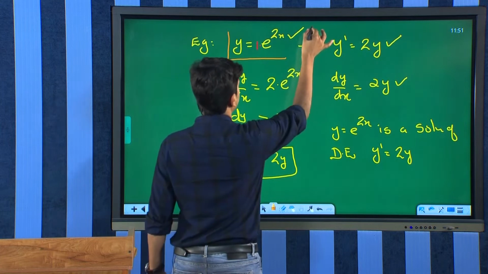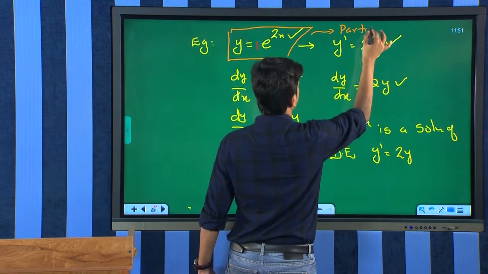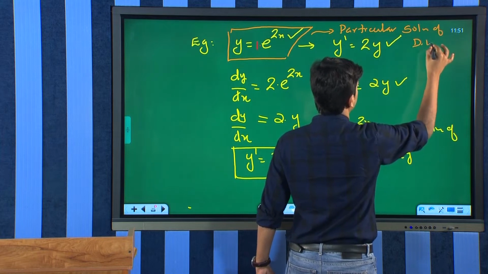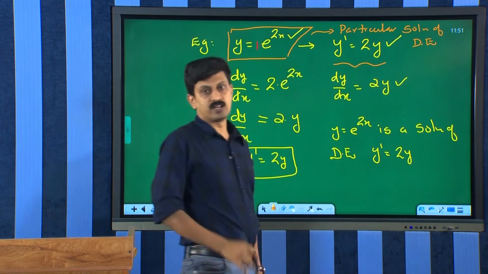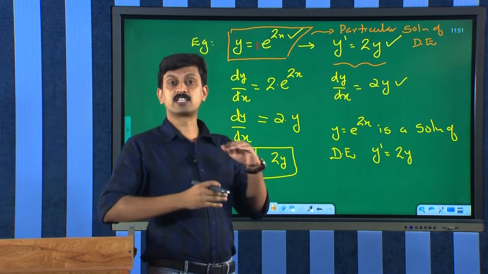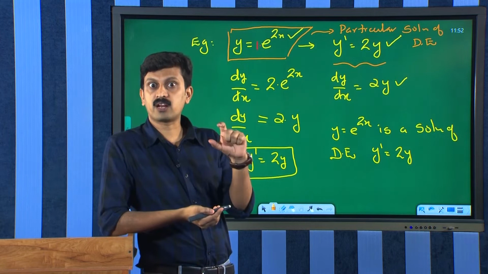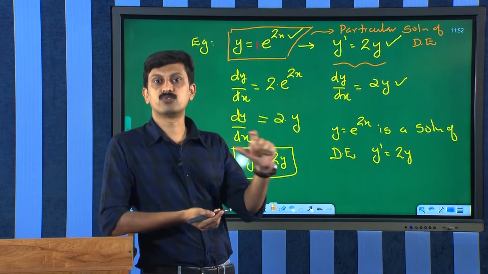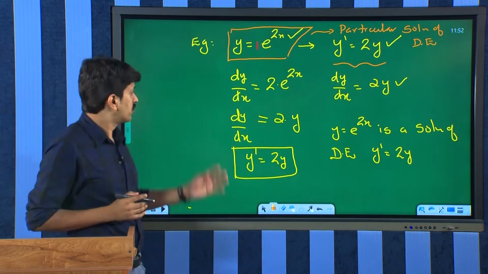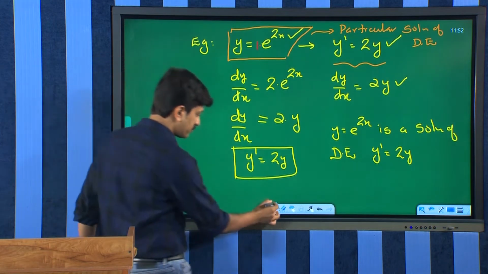This solution y is equal to e raised to 2x is a particular solution of the differential equation y dash is equal to 2y. If the solution consists of an arbitrary constant, then such solutions are called general solutions. If we give particular values for that arbitrary constant, then such solutions are called particular solutions of a differential equation. So this is one of the solutions. Also, we can move to another example.